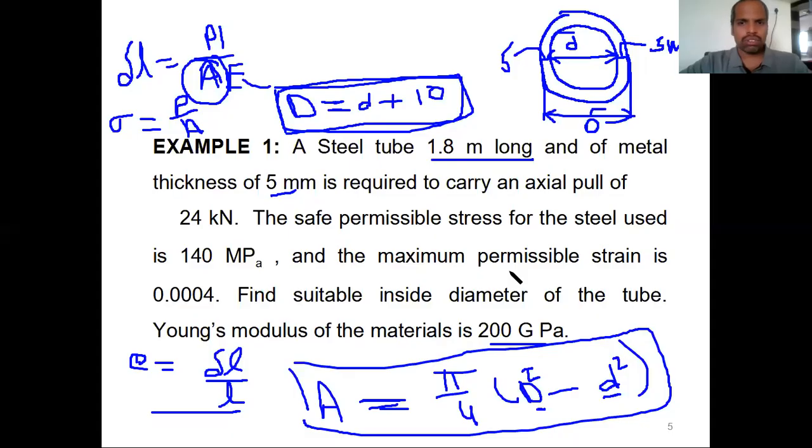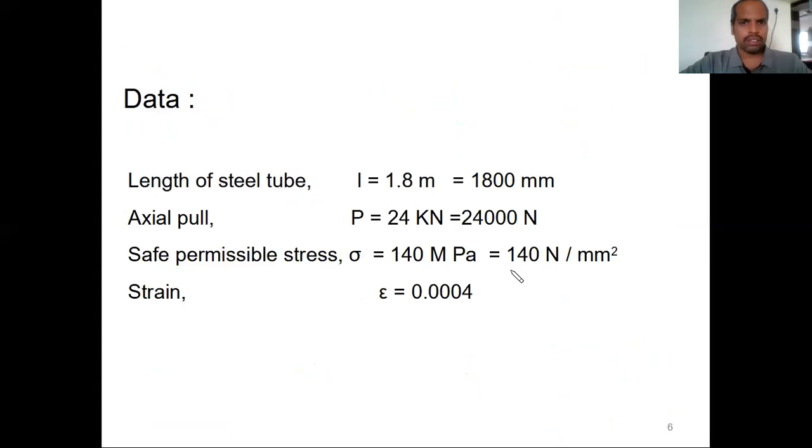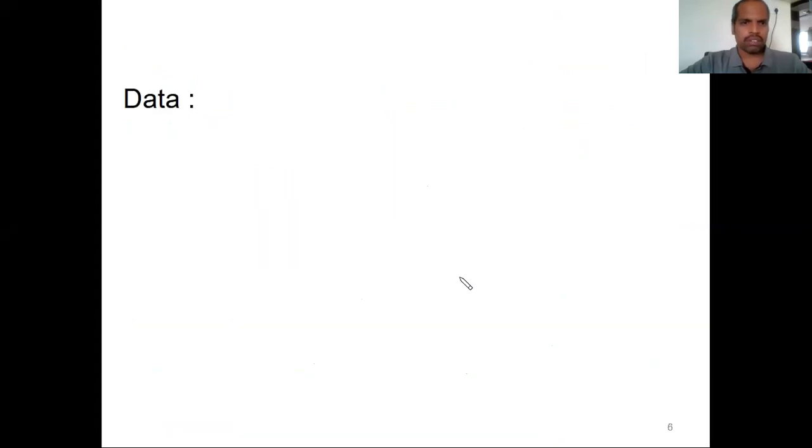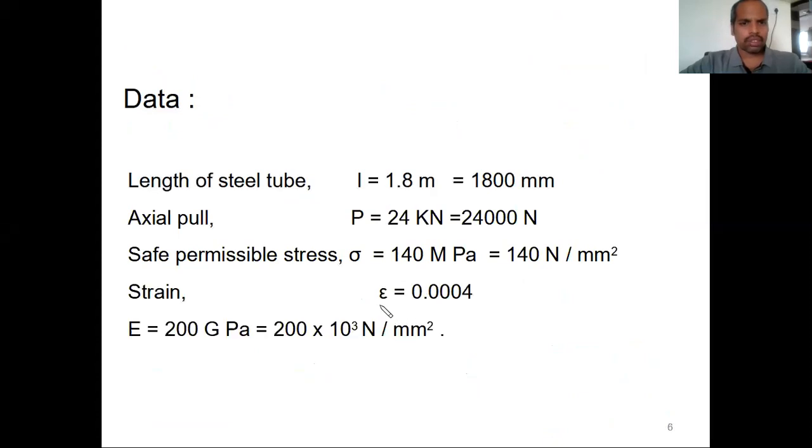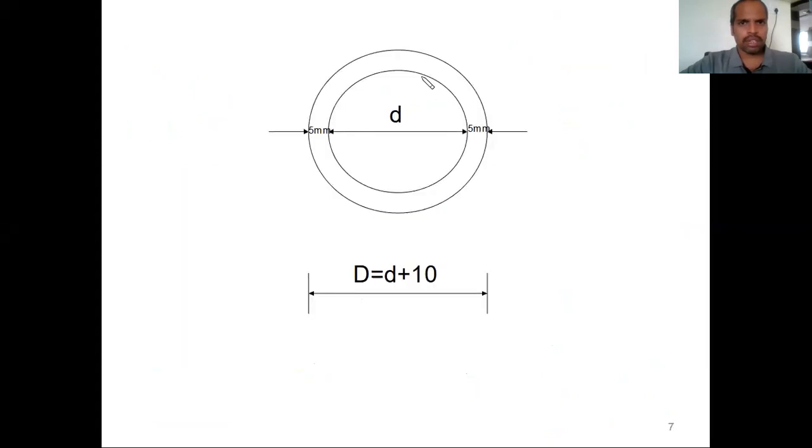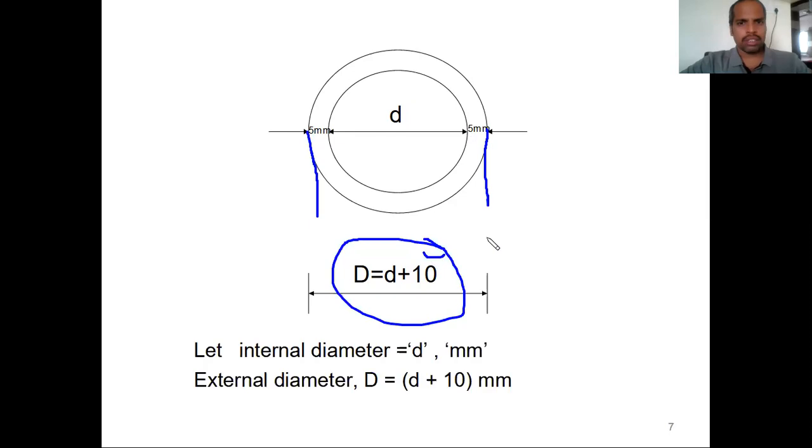Right, now let us see the solution. This is the given data, strain, and here we use epsilon. This is a member with a circular section. This is the internal diameter, this is the external. See the relation: external diameter is equal to internal diameter plus 10. 10 means this is 2t. From here to here, if we calculate, this is the internal diameter d, and 5 plus 5 is 10. External diameter is d plus 10.